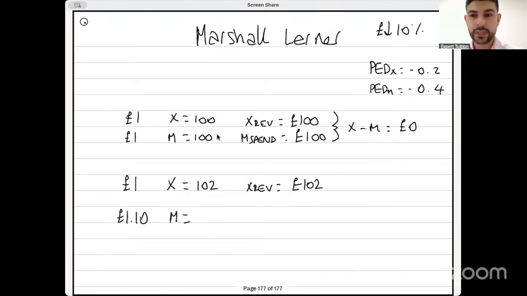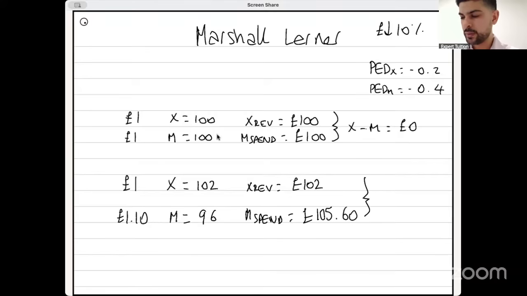And how much are we importing? Well, we said that imports fell by 4%. What is a 4% reduction on 100? Hopefully the maths isn't too challenging for you guys, and you get 96. And then, how much are we now spending on our imports? Well, 1.1, I'd love to say I could do this in my head, I probably could, times 96, 105.60. What does that mean?